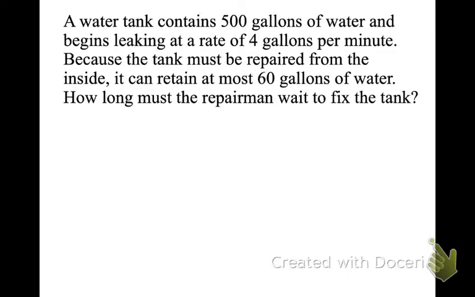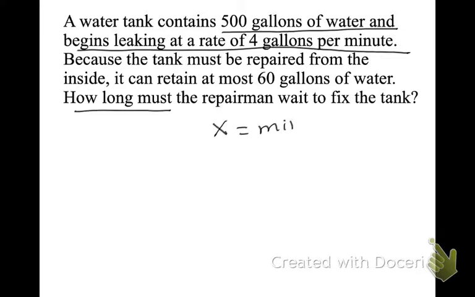Okay, so first let's figure out the equation. 500 gallons of water, that's the starting amount, and begins leaking at a rate of 4 gallons per minute. So what is unknown is how long, right? So we're going to call it x minutes. My starting amount is 500, and then I am losing 4 gallons per minute, right?